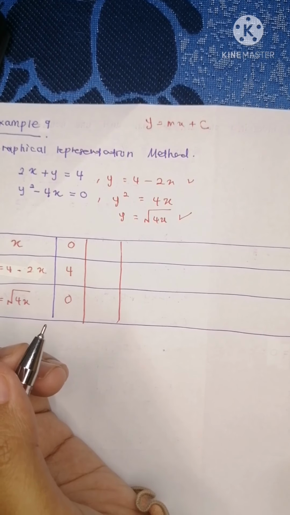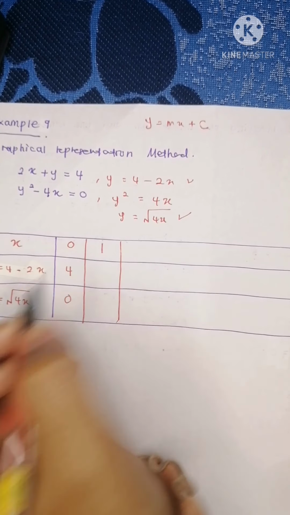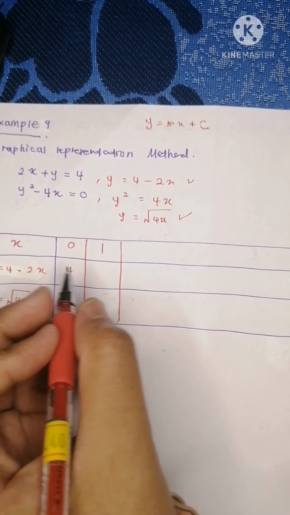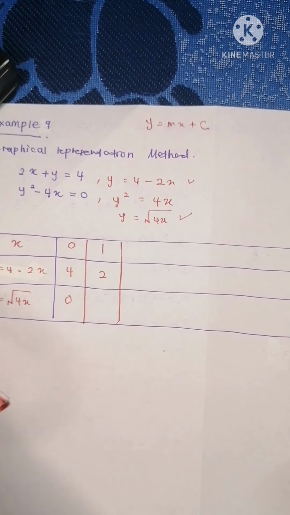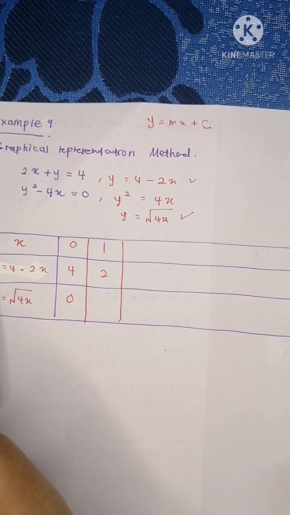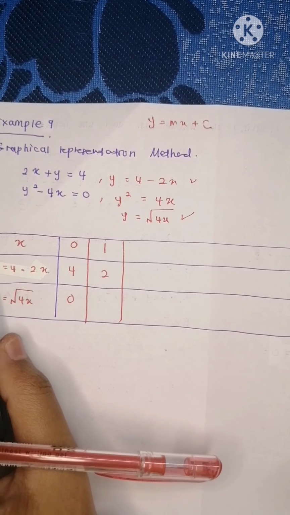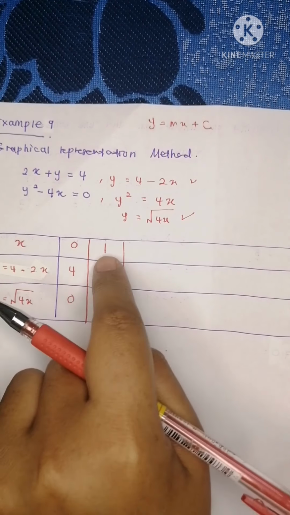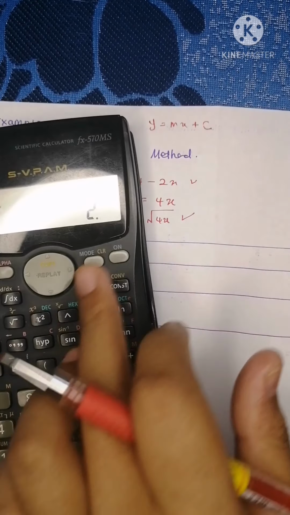Now, next one, what should we use? We just assume, let's use number 1. So 4 minus 2 times 1, so 4 minus 2, we got 2. And then for the second equation, sorry, not 4 times 2, 4 times 1, which is the value of x. So square root of 4, you will get 2.